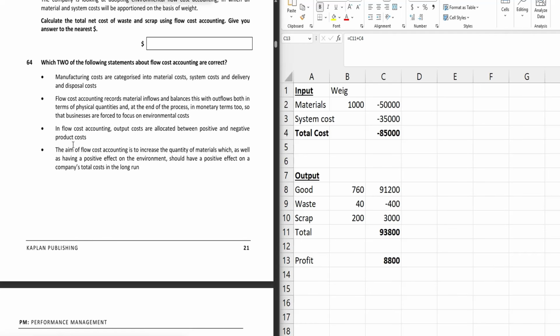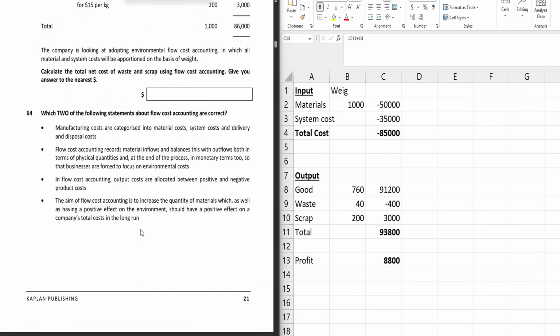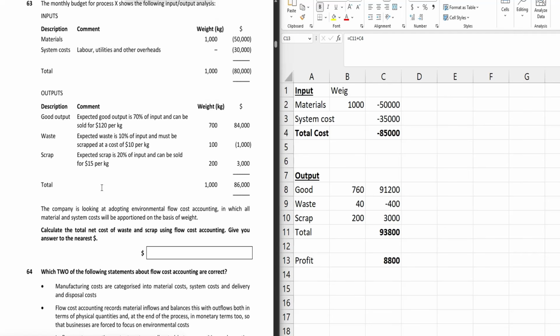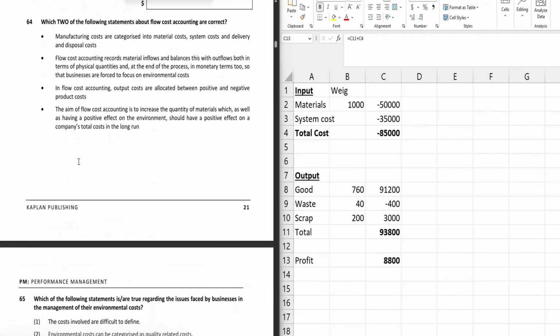Now third, in flow cost accounting, output costs are allocated between the positive and negative product cost. Obviously, just now we have seen output cost is allocated between our good output as well as scrap. Okay. So obviously this is also a correct one.